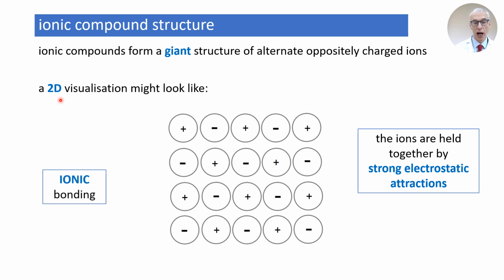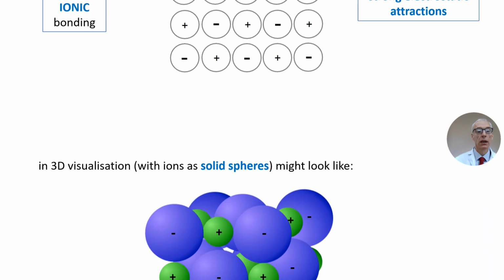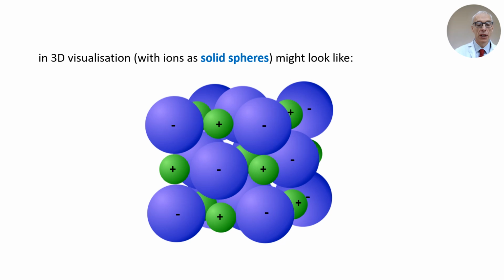But of course, I've put to you a two-dimensional visualization. We also need to think about it in 3 dimensions. So in 3 dimensions, with the ions as solid spheres, we have positive, negative, left to right, alternation, positive, negative, up and down, but also front and back, negative, positive, negative.